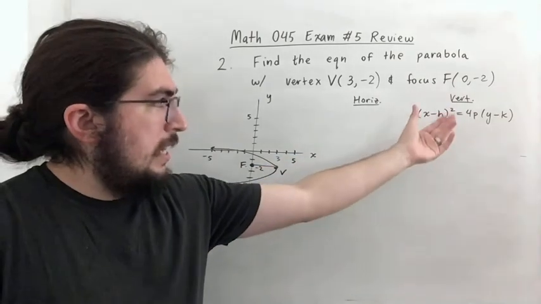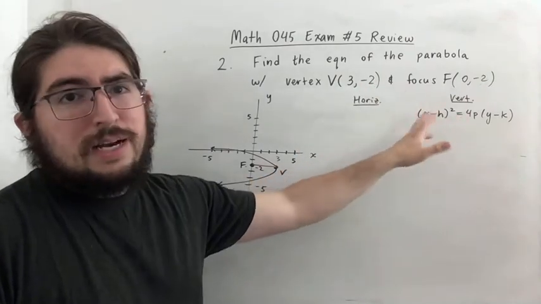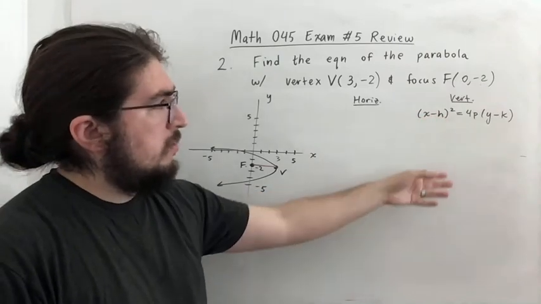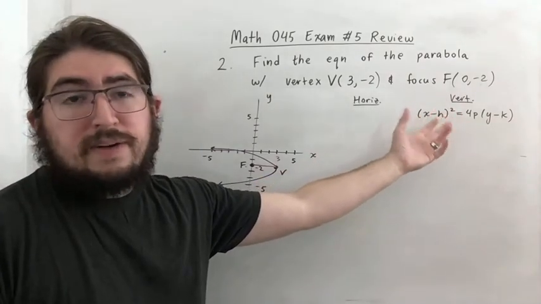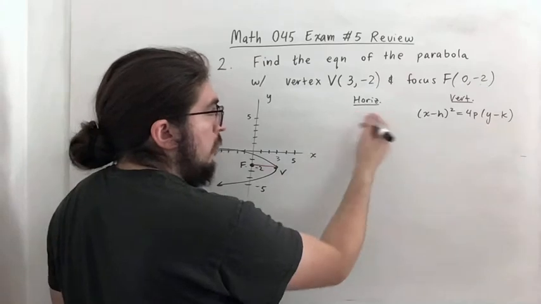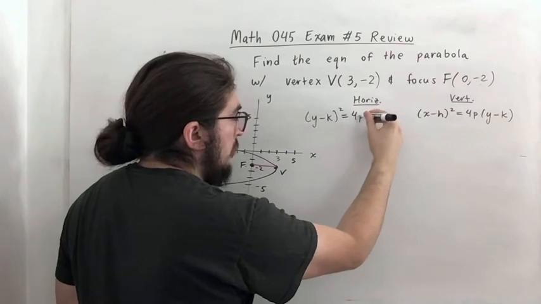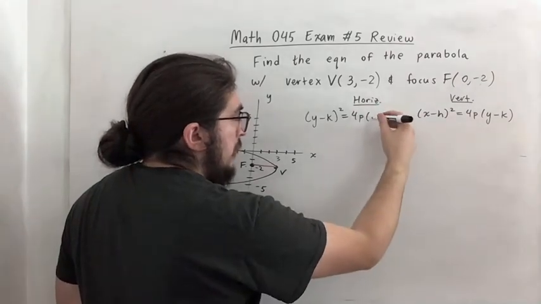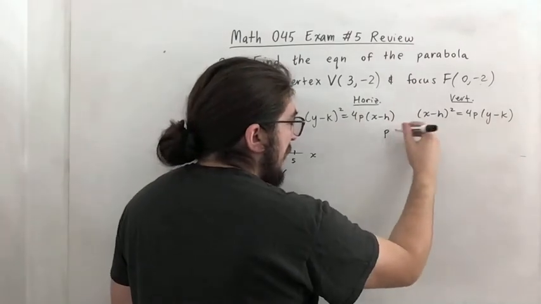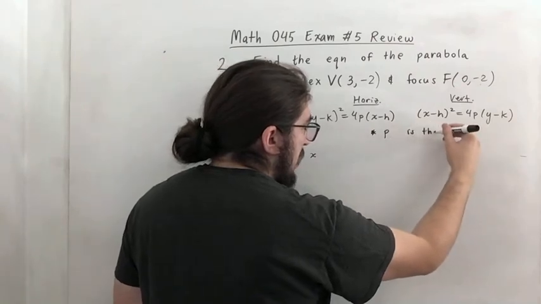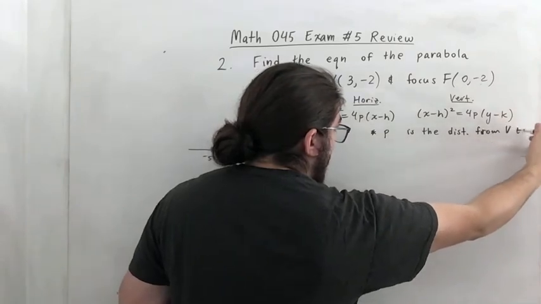But now, looking at this, one of them is squared and the other one has a 4p in front. The one that's squared is not the variable that you think of as far as orientation goes. For example, vertical reminds you of y's, and the y factor here is not squared. Okay, so similarly for horizontal, y minus k will be squared now, and x minus h is going to be multiplied by 4p. Okay, now what exactly is p? Well, p is the distance from the vertex to the focus.